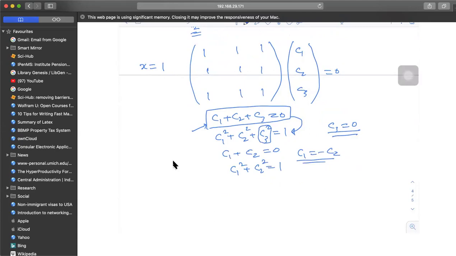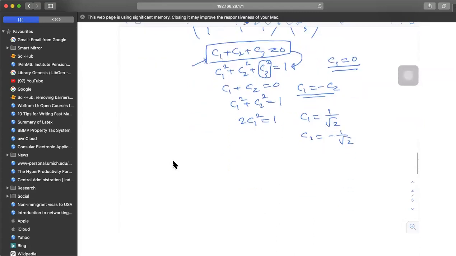2C1 square is equal to 1, which implies that C1 must be equal to 1 by root 2. And C2 must be equal to minus 1 by root 2. And therefore, this molecular orbital, which I will call phi 2, must be 1 by root 2 times P1 minus 1 by root 2 times P2. Is that okay? Yes, sir.